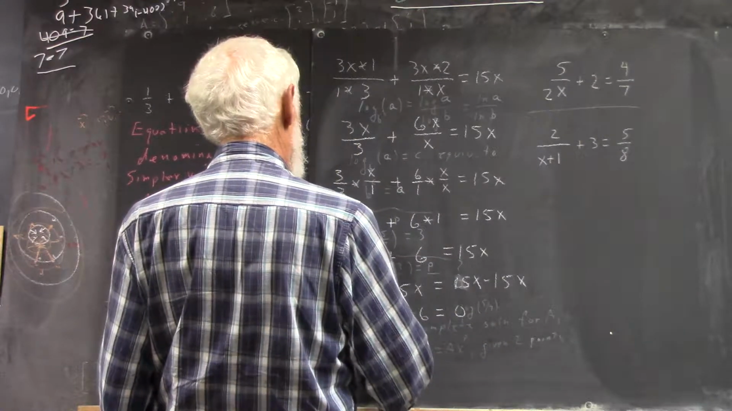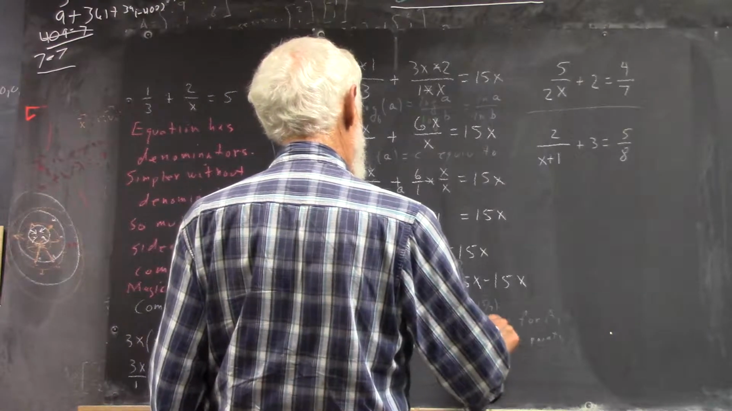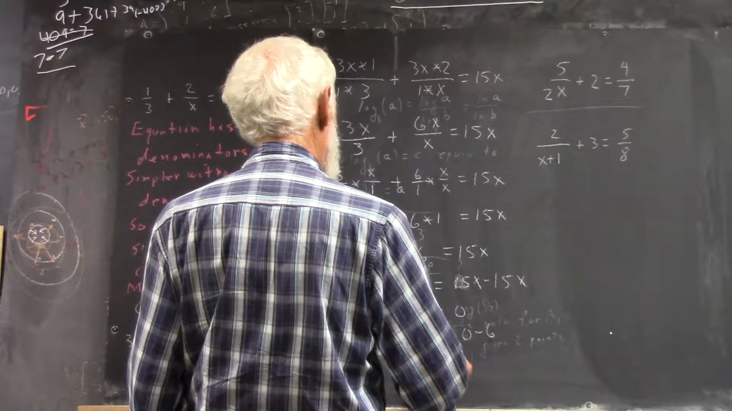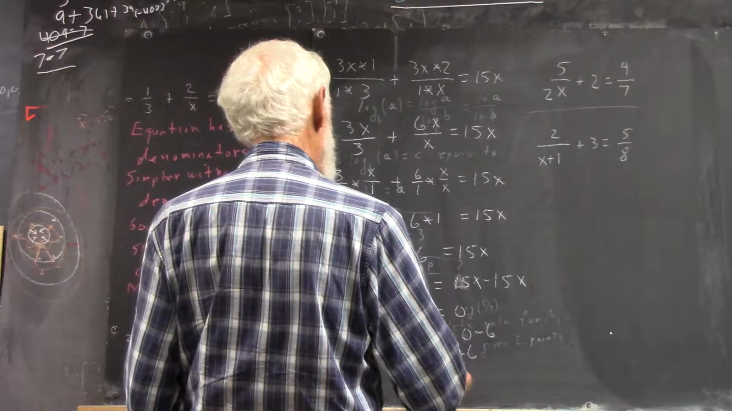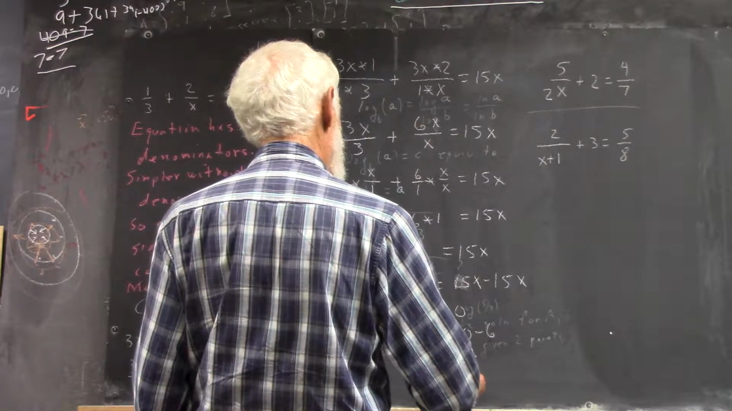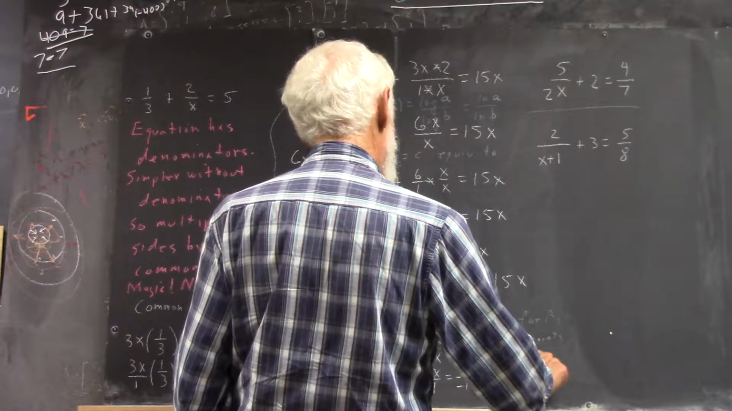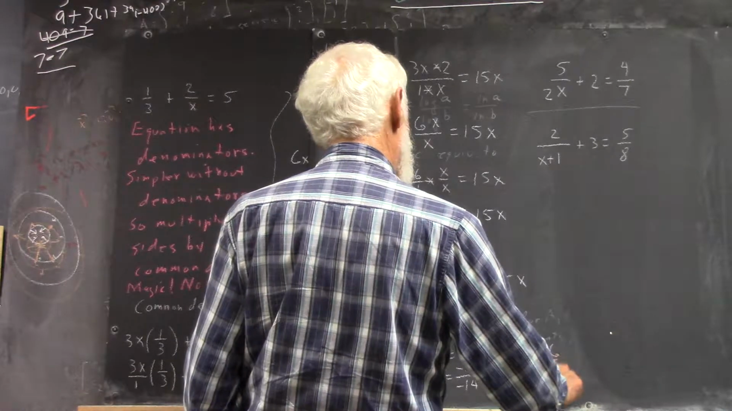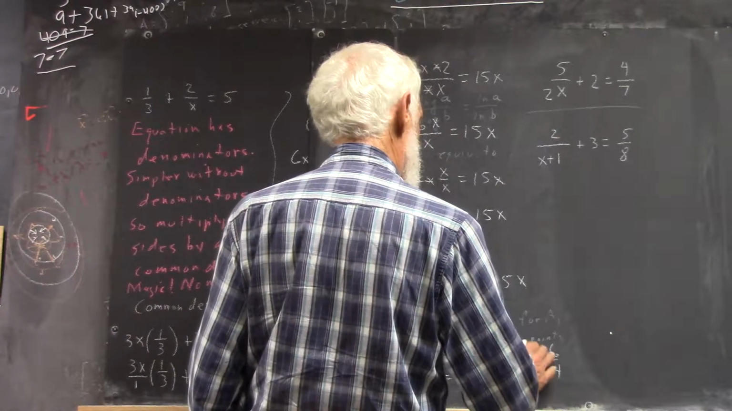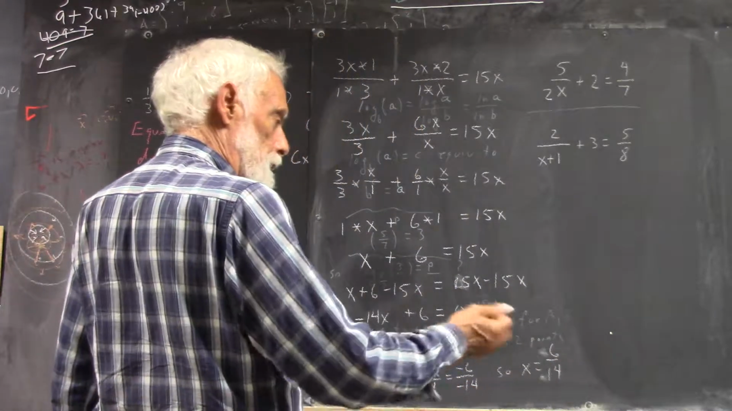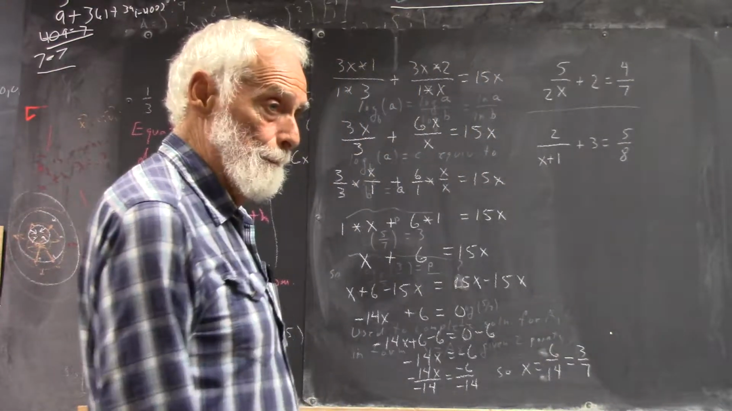But then, of course, we're going to want to subtract 6 from both sides. So we get negative 14x equals negative 6. Then we want to divide both sides by negative 14. So x equals negative 6 over negative 14. Well, since it's a negative by a negative, we can write it as positive, but of course we can reduce that to 3/7.